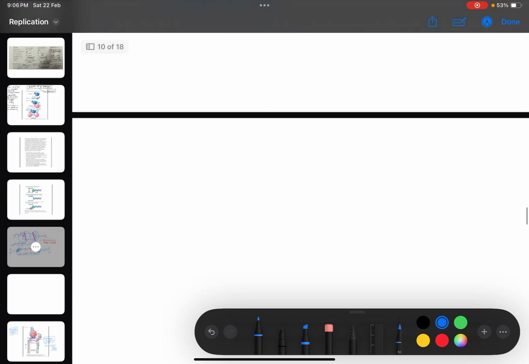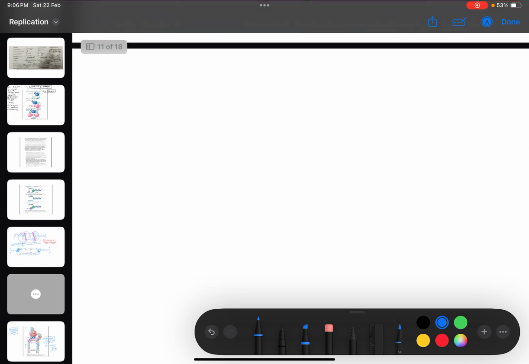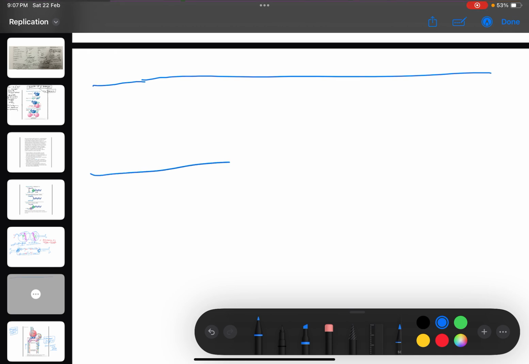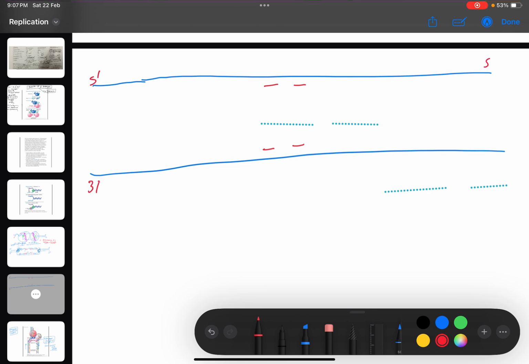What happens next? Like this. This is the DNA strand, complete. This is the complete DNA strand, and this is another. Now this is the site from where the DNA replication started. This is the 5', this is the 3', this is the 5'. Sorry, this is 3' and this is 5'. And its 5' to 3' is this, and its 5' to 3' is this, and its 5' to 3' is this.